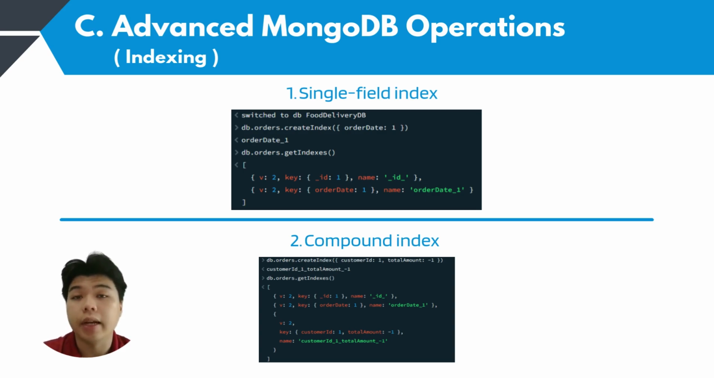First, we create a single field index on the order date field. In a food delivery system, users and admins frequently filter orders by date, for example, to see today's sales. This index allows MongoDB to find those records instantly without scanning the entire database.